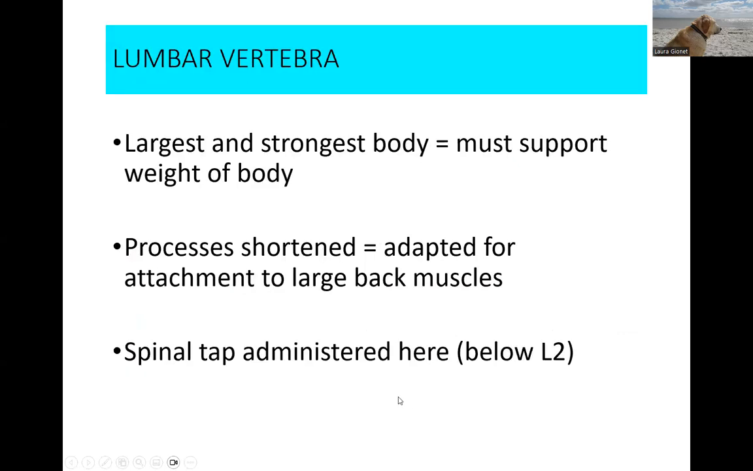Then we have the lumbar vertebra. They're the largest and strongest in the body because they must support everything above it. All the processes, transverse process and spinous processes, are short and chunky looking. And it is in this region below L2 where we can spinal tap, essentially administer a needle and remove fluid from the subarachnoid space.